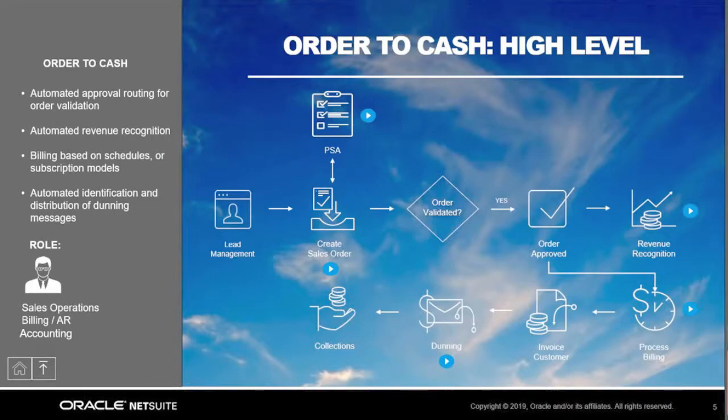With an approved sales order, your accounting team can use NetSuite's revenue recognition engine that is comprehensive enough to address your ASC 606 needs. Do you sell recurring revenue items? NetSuite can manage subscription billing for you. Finally, automated dunning processes help you to be more efficient in your collections efforts and helps you get cash in the door.